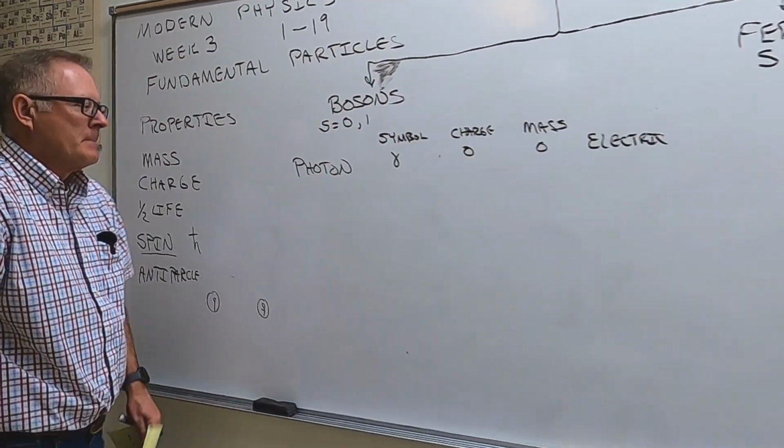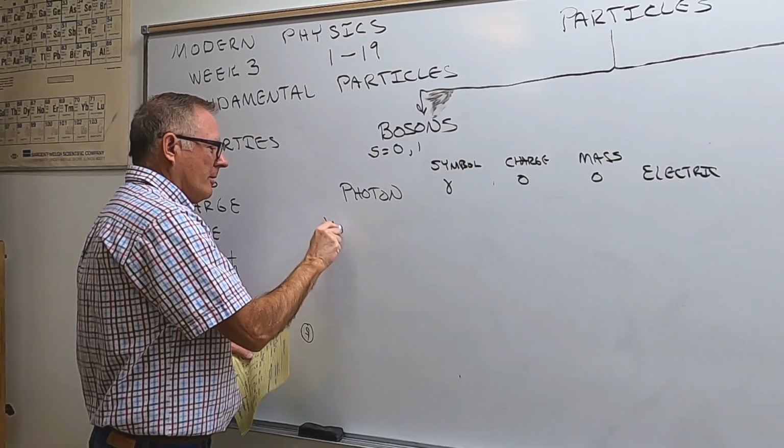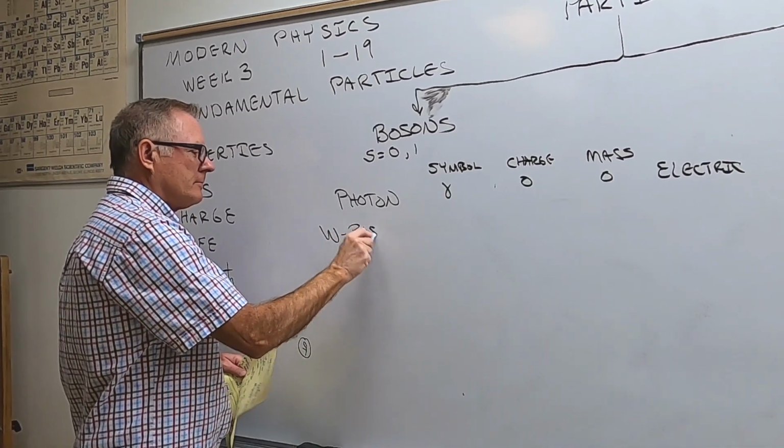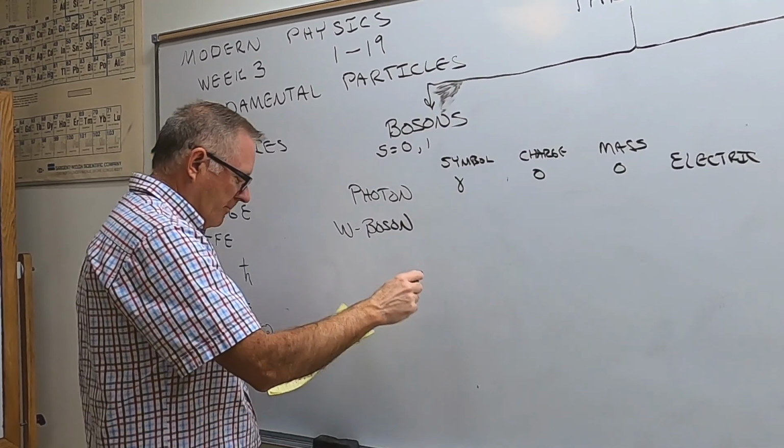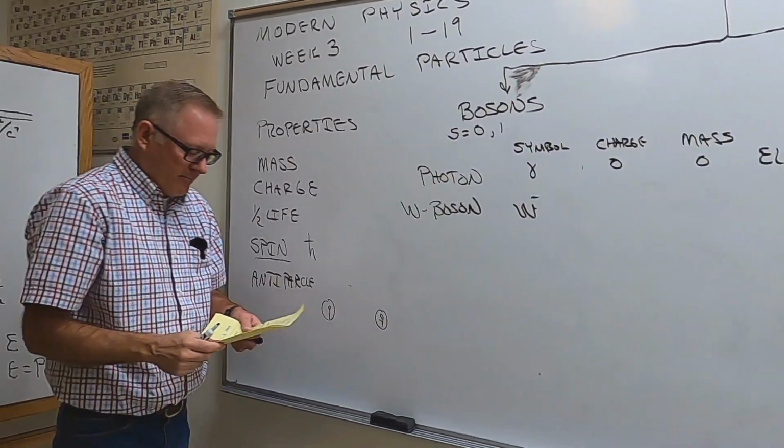Okay. Then we have something called the W boson. The symbol for it is a minus. It has a charge of -1.